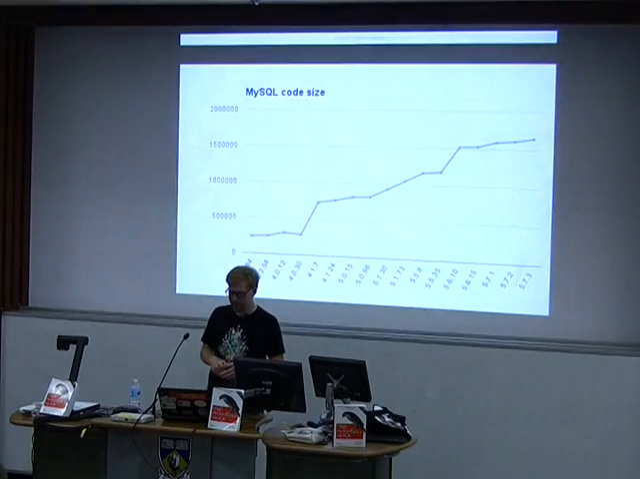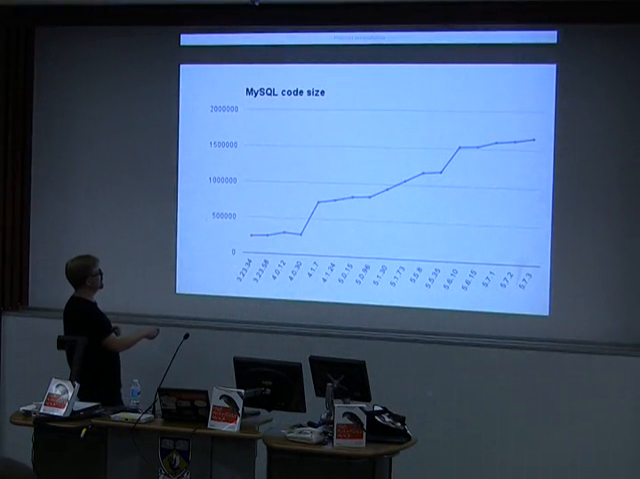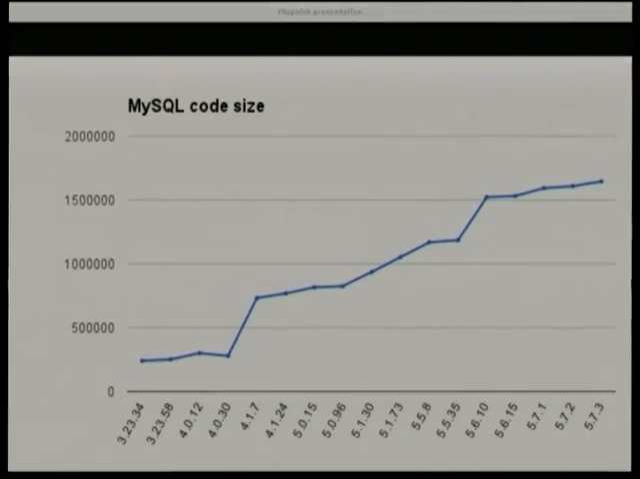If we look at the code size over years and releases, I've done the first GA release of each minor release versus the final one. You'll notice that 4.1 had a huge jump. That's when MySQL Cluster came in with its 500,000 lines of code and its test suite larger than MyISAM. And then we had sort of steady growth over time.